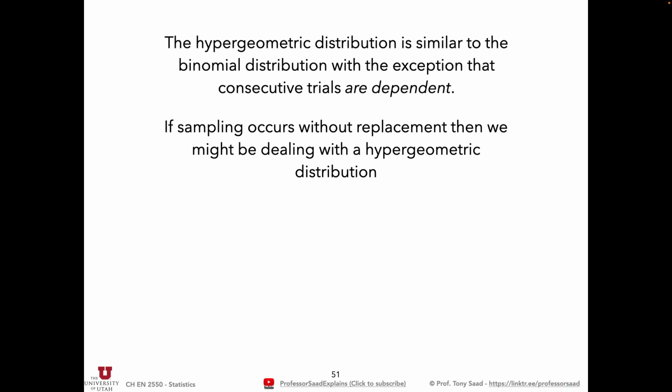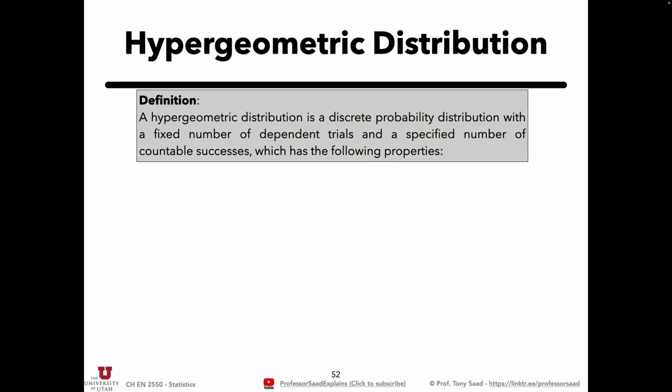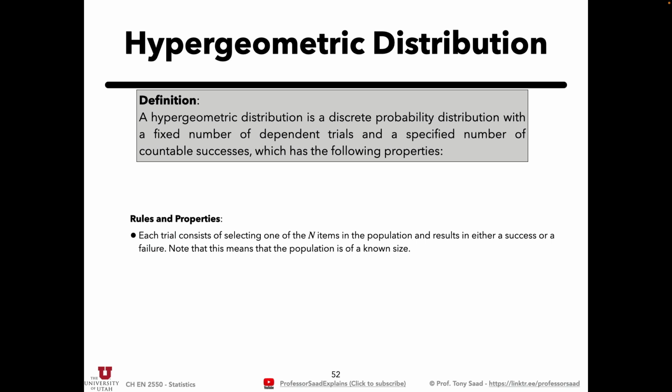And so this is the only difference; everything else occurs the same. You have n trials, a fixed number of trials, and you have 2 outcomes per trial, success or failure, but the trials are dependent on each other. Okay? So that's the difference. And the rules is that, again, each trial consists of selecting one of the n items in the population, and the experiment consists of n trials, the total number of possible successes.